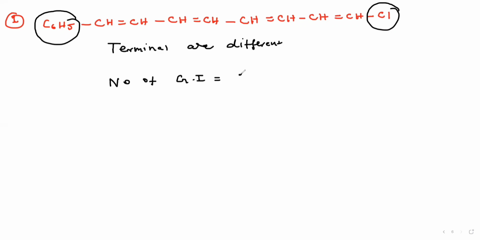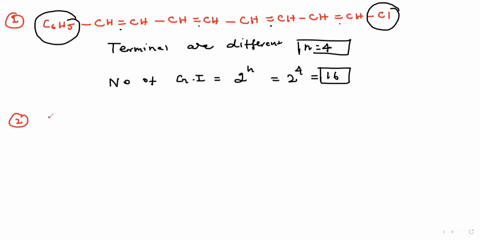It is 2 power n, right? Therefore, the number of GI equals 2 power n. What is n? The number of double bonds. Count the number of double bonds: 1, 2, 3, 4. Therefore, the n value is 4. What is 2 power 4? 16. Answer is 16. Simple. 16 isomers are possible for this. Okay, go for the second example.